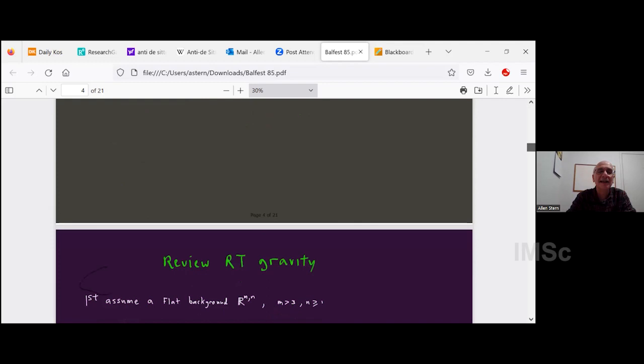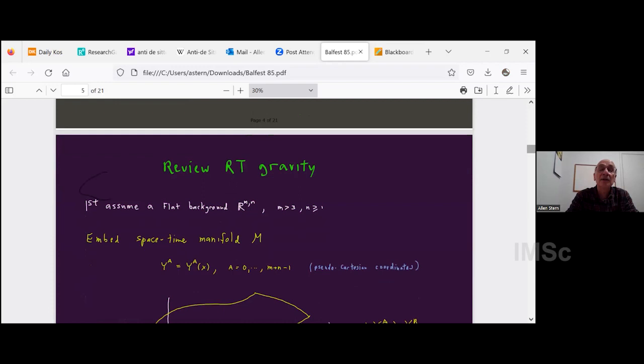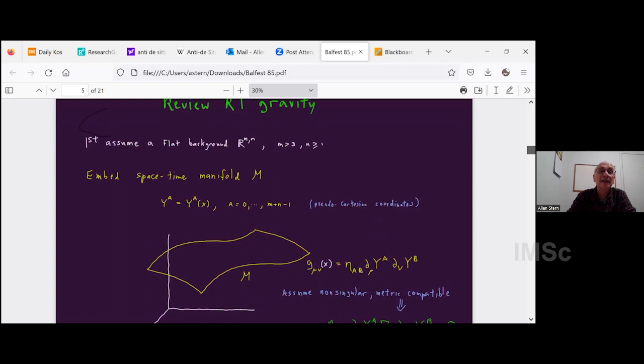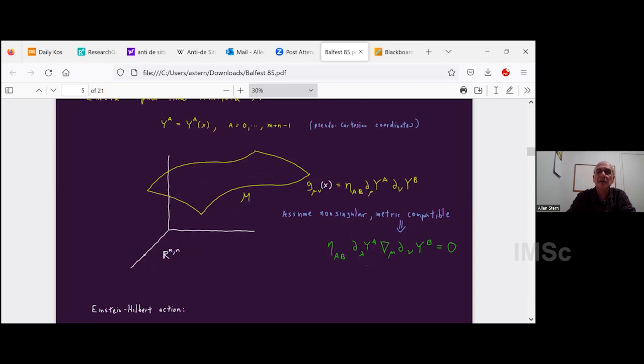So first, let me quickly review Regge Teitelboim gravity. So again, I'm going to assume that the background is flat. And then we'll embed the space-time manifold in this background, and the metric on the surface is just the induced metric from the background. In Regge and Teitelboim's paper, they made the assumption that this induced metric is non-singular and metric compatible, and that led to some compatibility conditions, some consistency conditions on the embedding coordinates, which I'm calling y here.